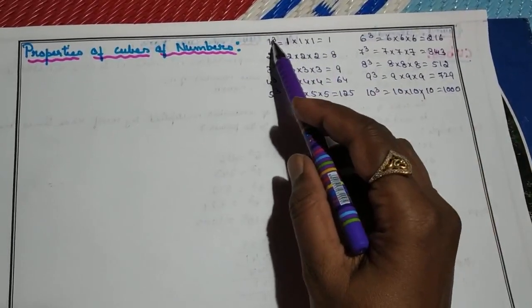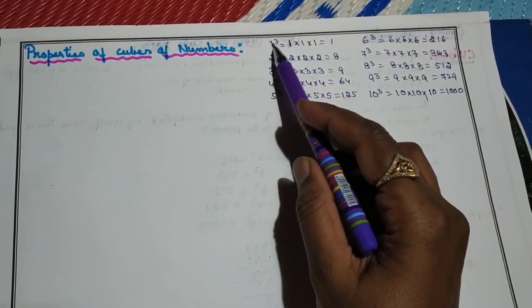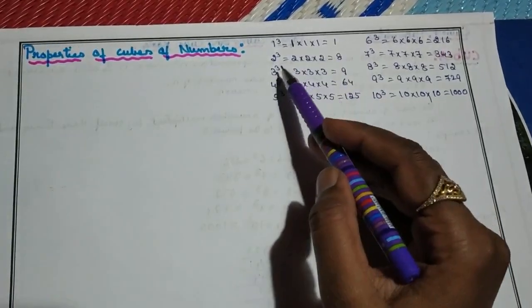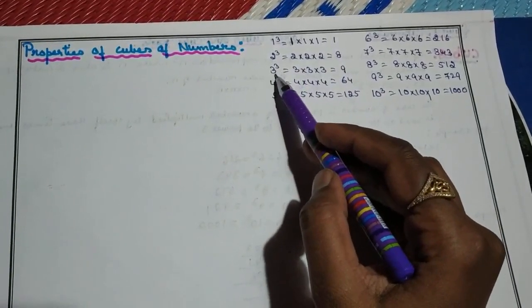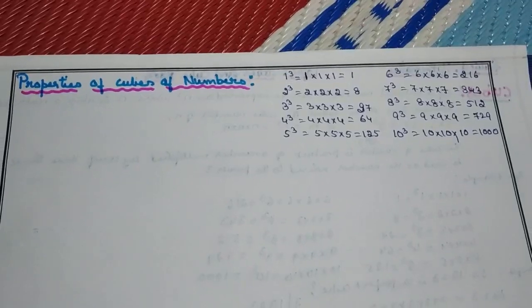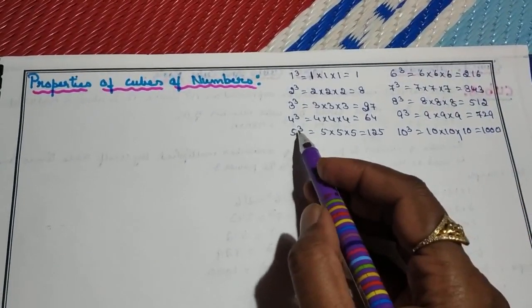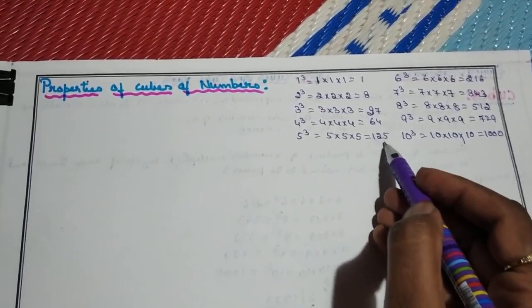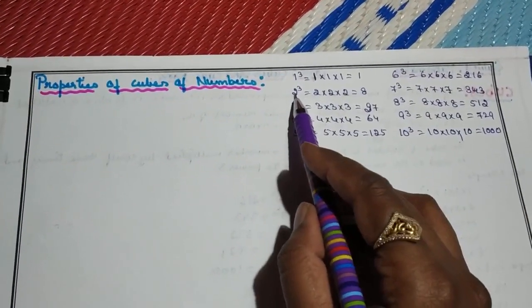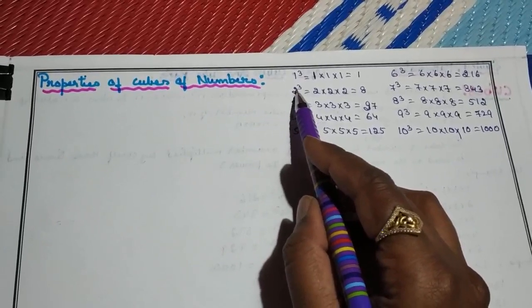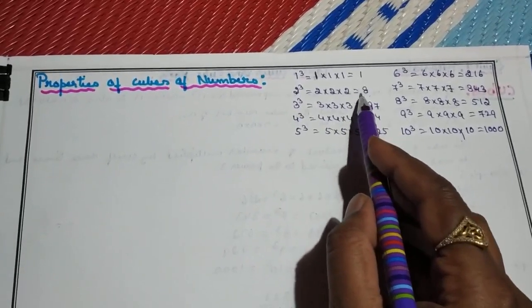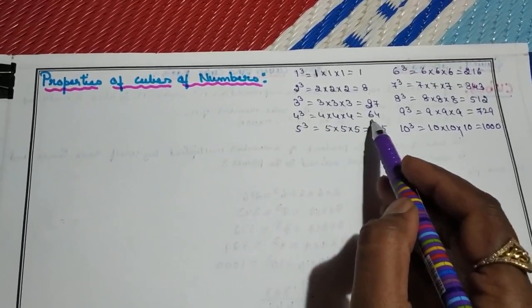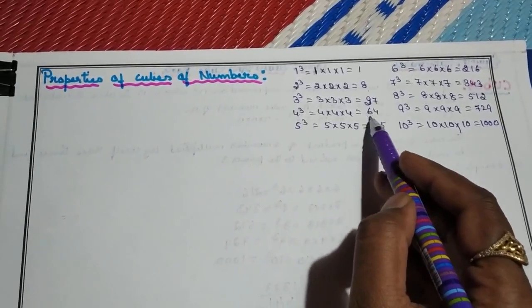We can observe here 1 is an odd number. If I make its cube, then the product is again 1. If I go with 3, an odd number, its cube is 27. If I move with the next odd number 5, that is 5 cube is equal to 125, which is also an odd number. Then if I go with an even number, 2 is an even number, then its cube is equal to 8, which is also an even number. For another even number, 4 cube, the answer is 64, which is also an even number.